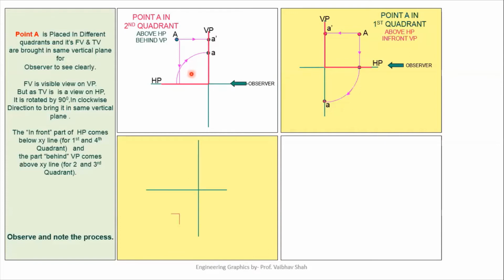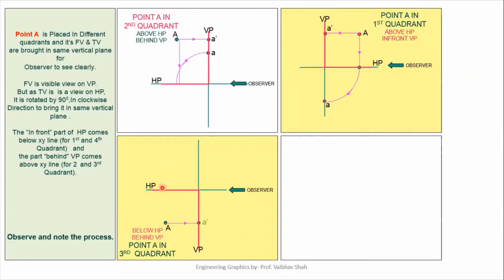Now let us understand this case for the third quadrant. For the third quadrant, let us select any point A. For the third quadrant, the point would be below HP and behind VP. So let us see, this is below HP and this is behind VP. So this is your point in the third quadrant. We'll be observing it from this front view direction. So we can have its front view somewhere here on the vertical plane. Front view is known as A dash. So let us define this point A dash on this vertical line. This is your point A dash.